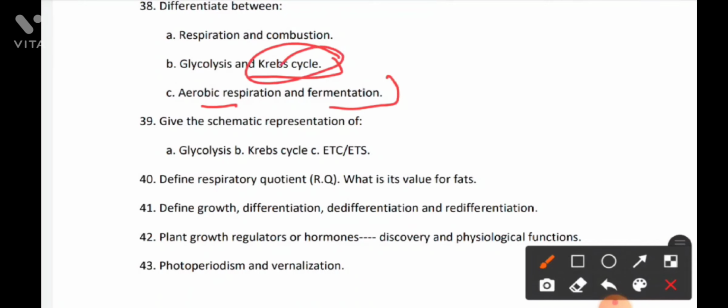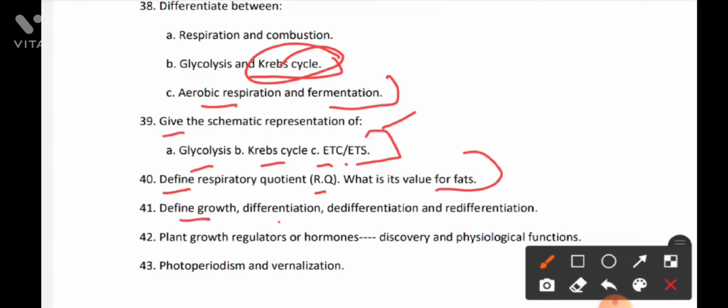Krebs cycle is really very important. Give the schematic representation of glycolysis, Krebs cycle and ATP. Define respiratory quotient, RQ. What is its value for fats?